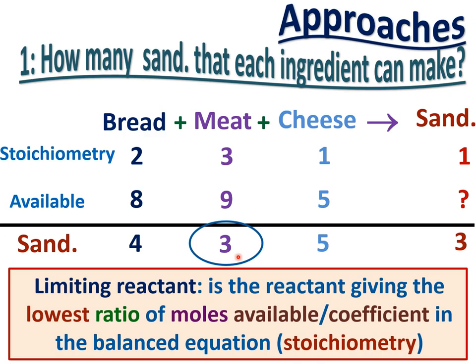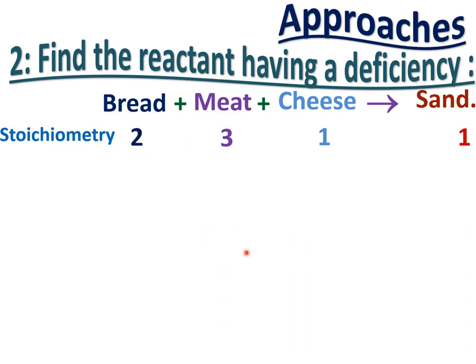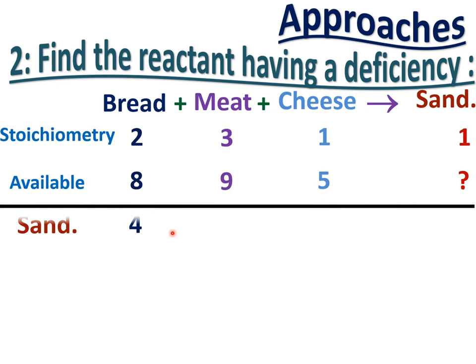The second, you may look differently. We will search here about the deficiency. Which one is deficient from the reactants? This is the stoichiometry again, and this is the available. The bread can make four sandwiches. Will meat be able to provide four sandwiches with this amount? No. So this is deficient.